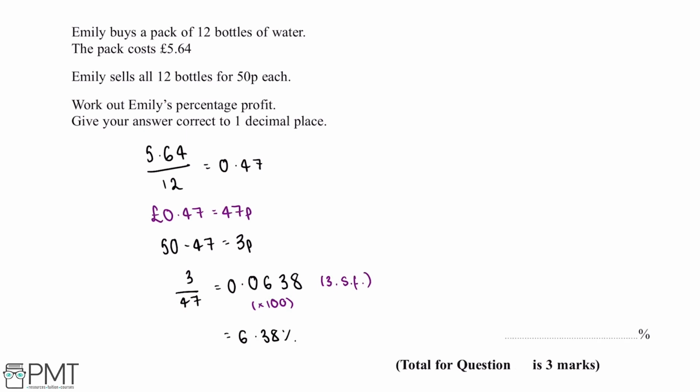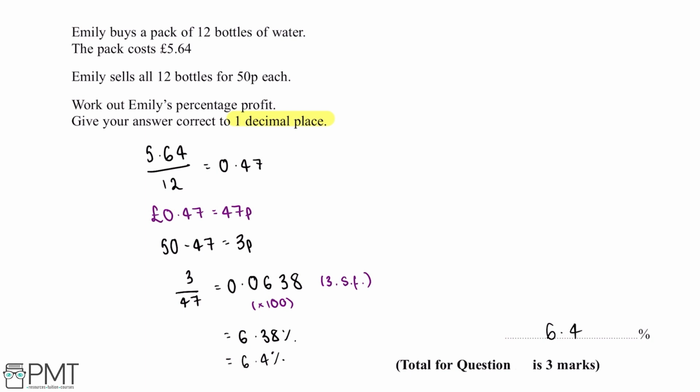And now the final thing we need to do for this question is give our answer correct to one decimal place. So 6.38 can be rounded up to 6.4%, because this 8 is greater than or equal to 5. So our final answer is 6.4%.